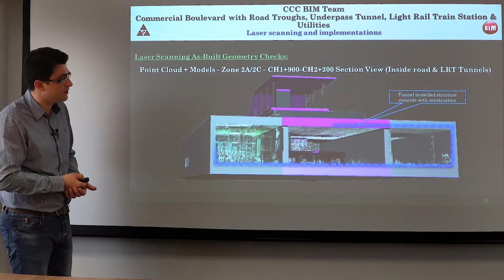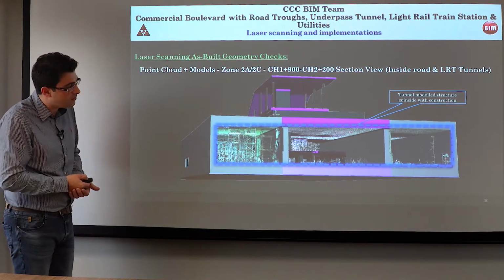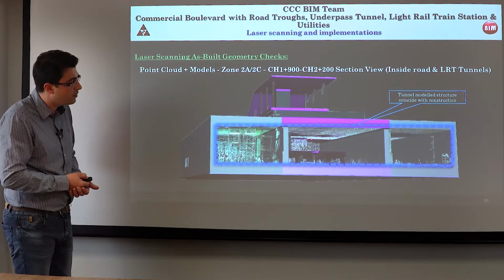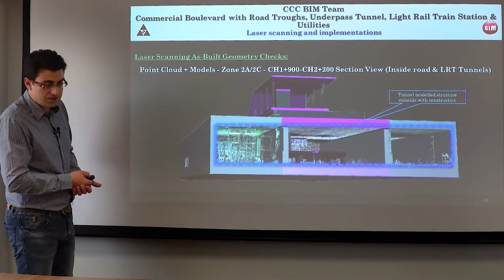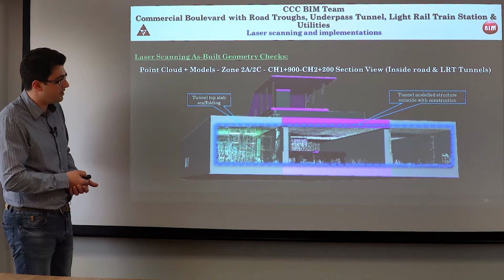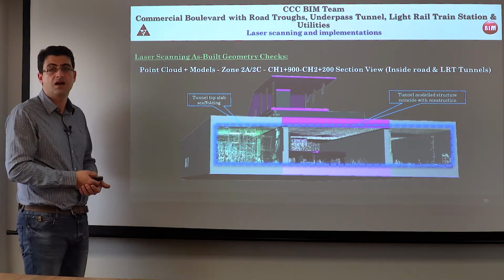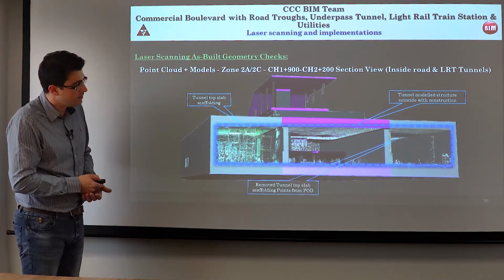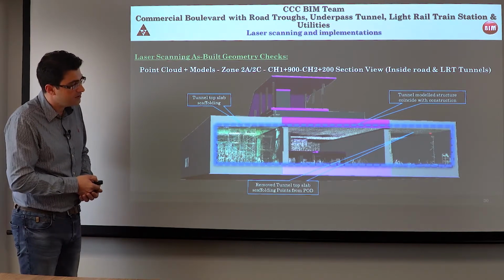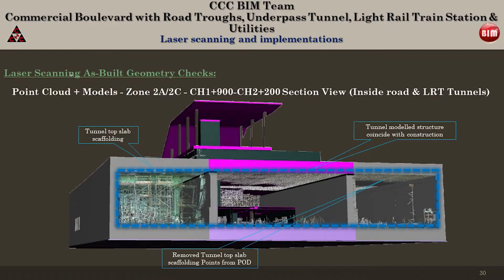On a section view, we can easily see that the points of the point cloud coincide with the model. And we can easily see as well that although on one side we have the top slab scaffolding obstructing the view of the points that are of interest to us, on the other side we don't have it, which means that it was removed. So we utilized specialized software in order to clean out our point cloud, to keep only the elements that we want in order to do our verification checks and deliver it to our client.